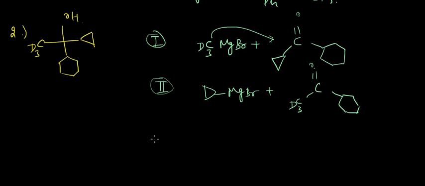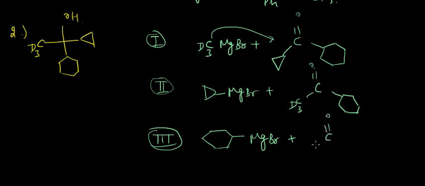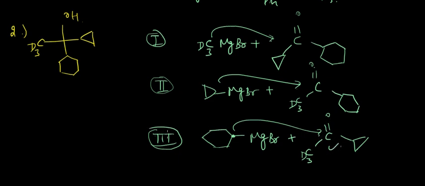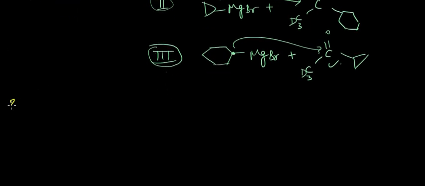And in the third case we can have something like this MgBr plus CO CD3, and here we have something like this. So in all the cases, this group will be attacking the carbon which is having the double bond O.